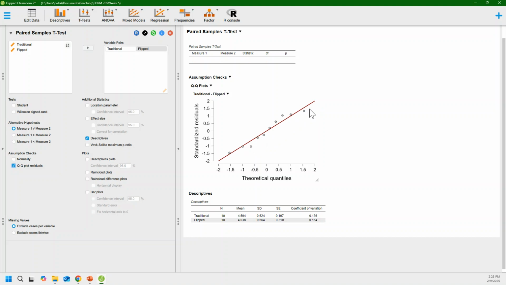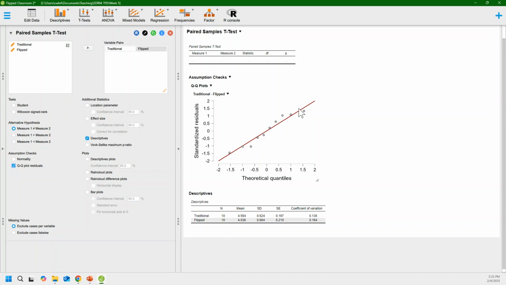Now, this is subjective. Someone may look at this and say, this point right here is a little too far off, or this point right here is a little too far off. I'll tell you, the smaller your sample size, the more your data are going to deviate from normality for the simple fact of sampling variability. It's just going to happen.